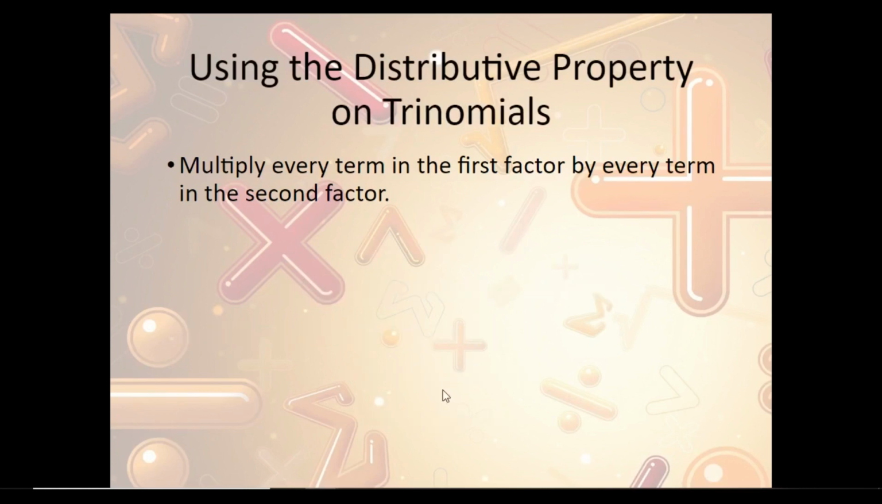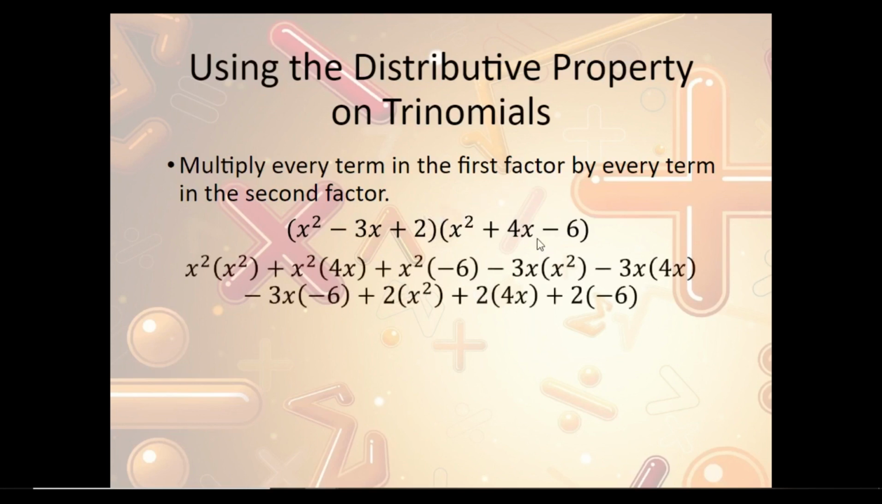So what about trinomials? What if it's 3 terms? It's no different. We do the same thing. So we take x squared and multiply it by x squared. We take x squared and multiply it by 4x. We take x squared and multiply it by negative 6. Then we do it for the second term. Negative 3x times x squared. Negative 3x times 4x. Negative 3x times negative 6. And then we do it with the 2. 2 times x squared. 2 times 4x. 2 times negative 6.